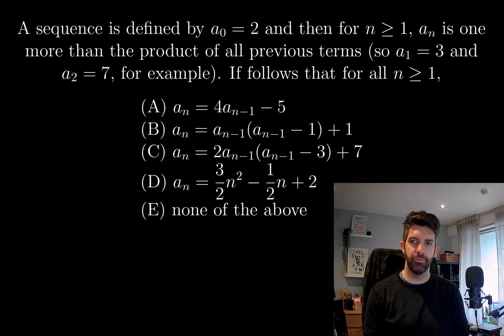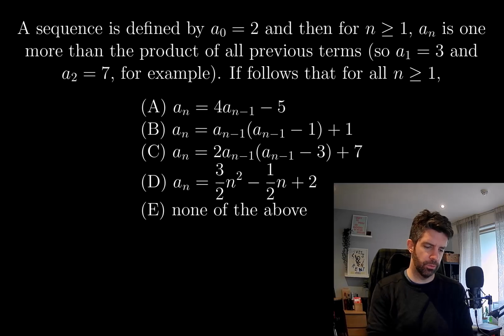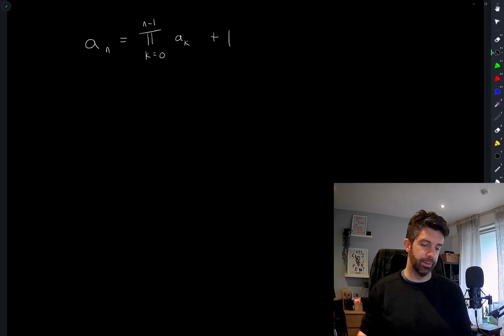It follows that for all n greater than or equal to 1, an is equal to one of these expressions, or none of them. The general rule here is that an is equal to the product, k goes from 0 to n minus 1, of ak, plus 1.